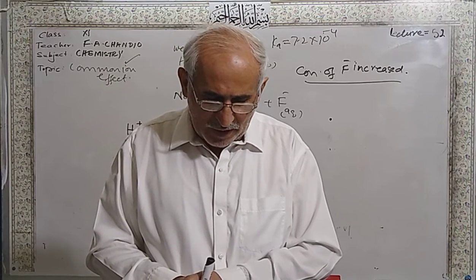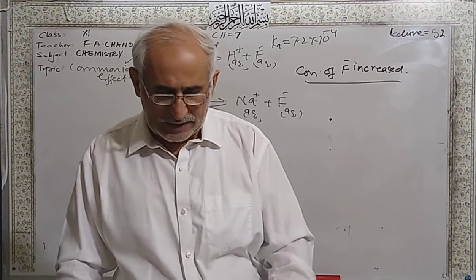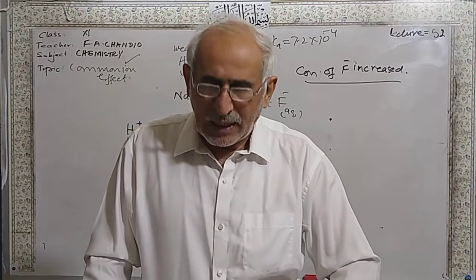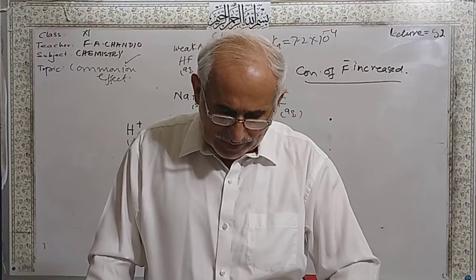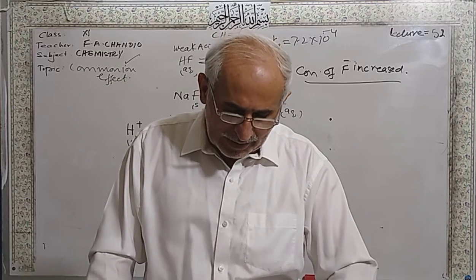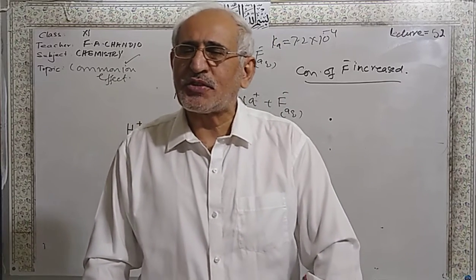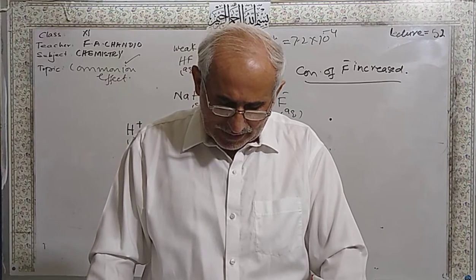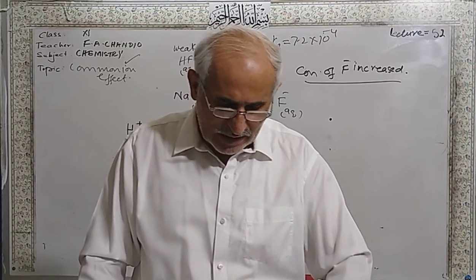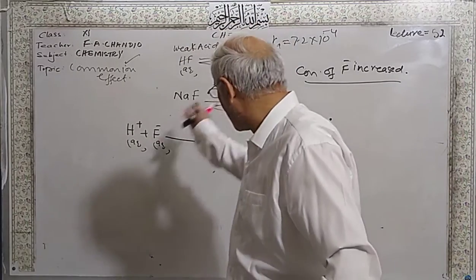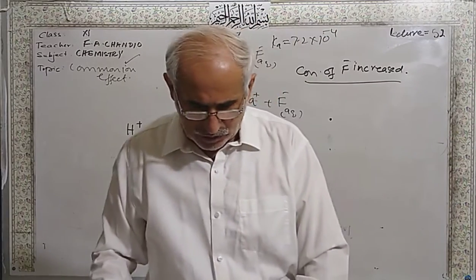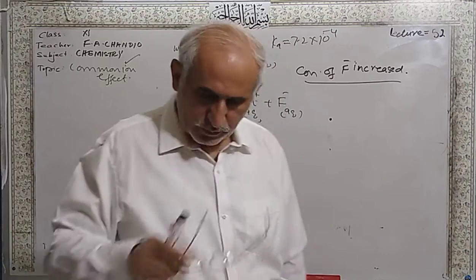The phenomenon in which the degree of ionization or solubility of an electrolyte is suppressed by the addition of a highly soluble or strong electrolyte containing a common ion is called the common ion effect. So this is one example I explained. I have many examples to explain here.